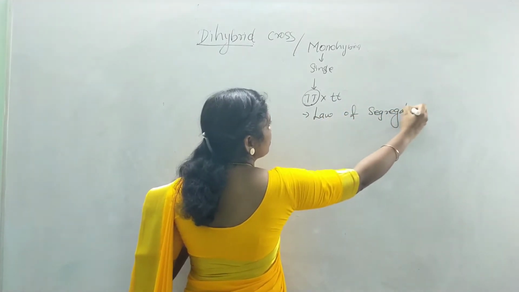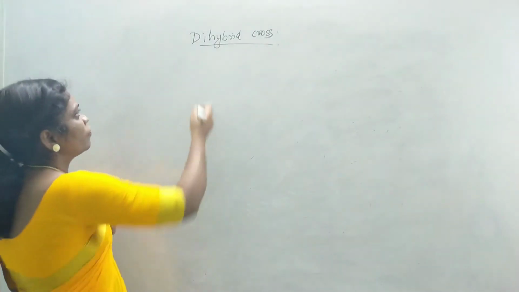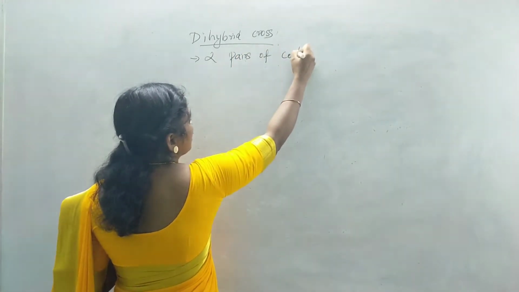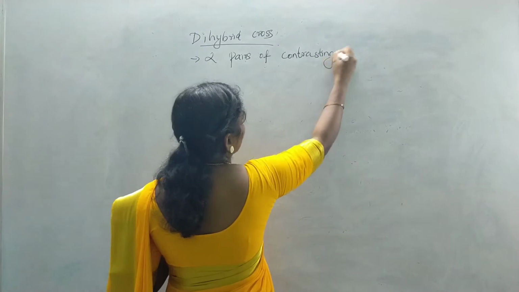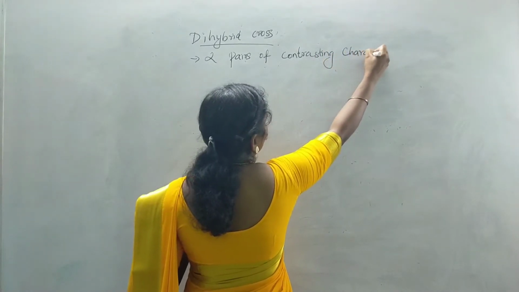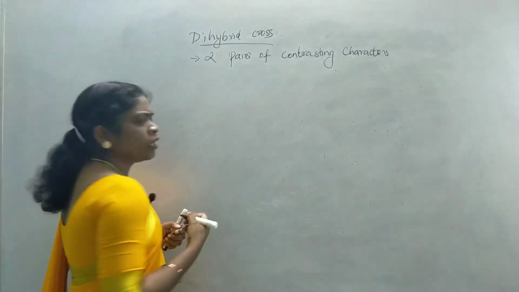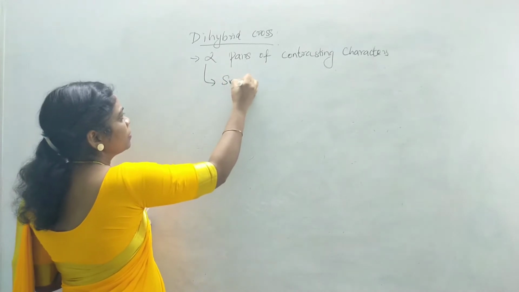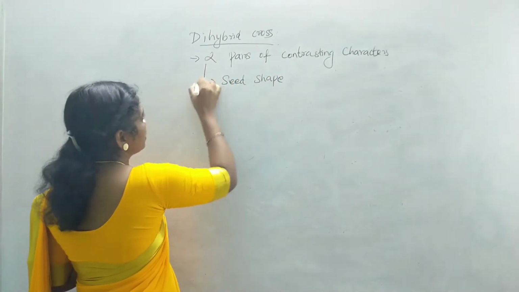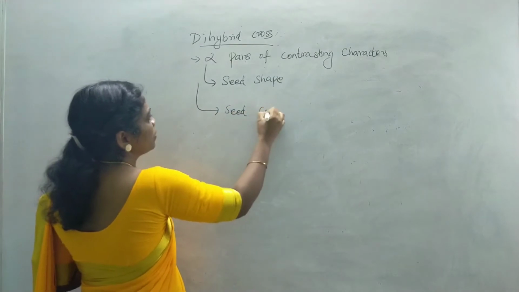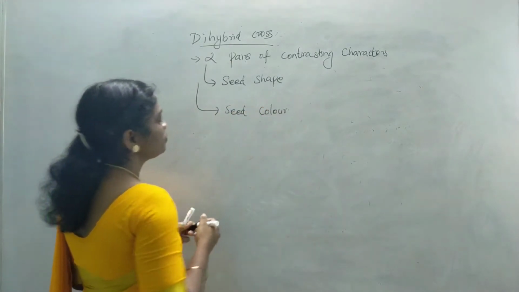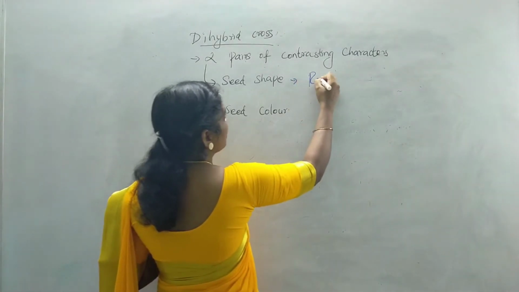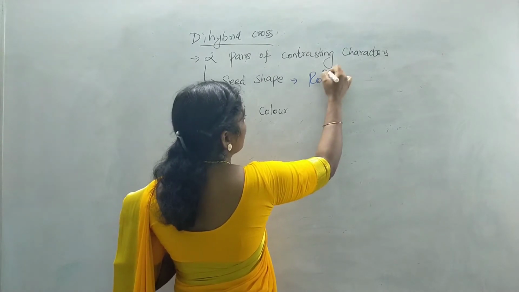For dihybrid cross, he took two pairs of contrasting characters. What are those two pairs of contrasting characters? They are nothing but seed shape and seed color. He took two, that is, a dominant and a recessive character. So the dominant character is round. Round is the dominant character.